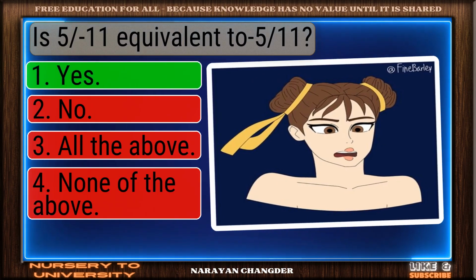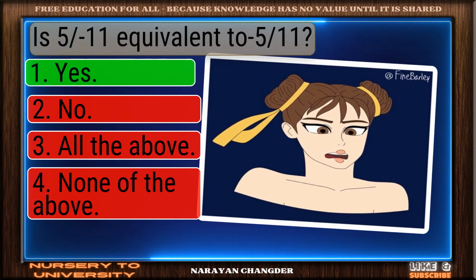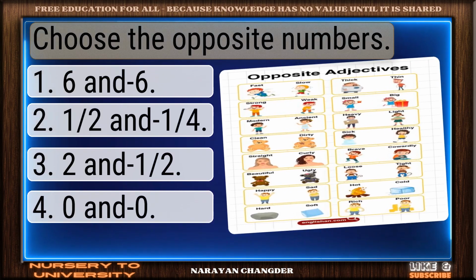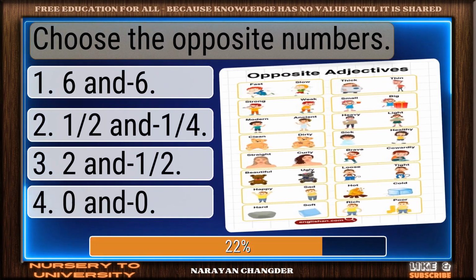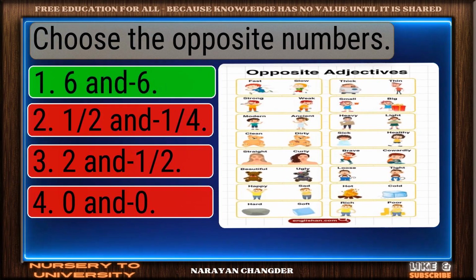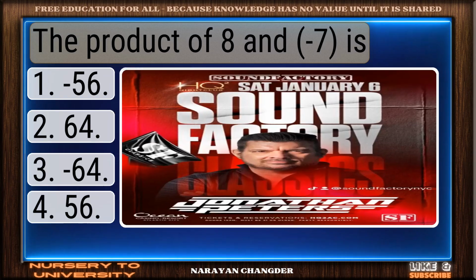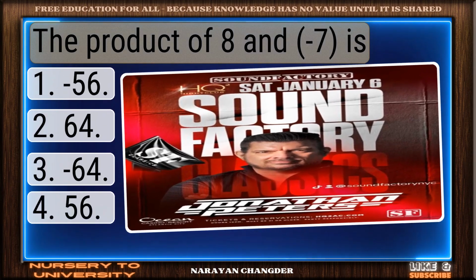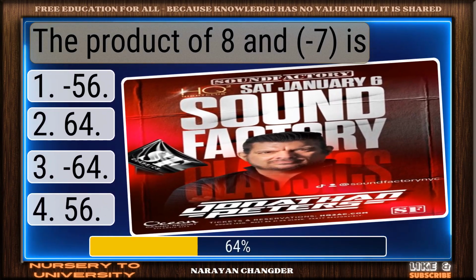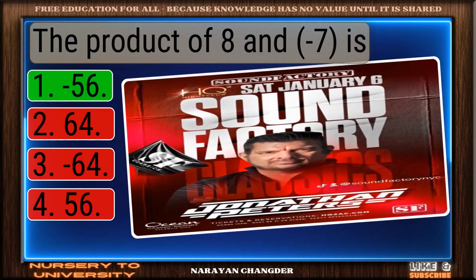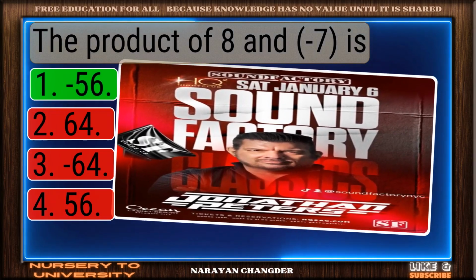Well done. Yes is the right choice. Question number 138. Choose the opposite numbers. Smart move. 6 and 6 is an accurate answer. Question number 139. The product of 8 and is? Smart pick. 56 is the correct choice.